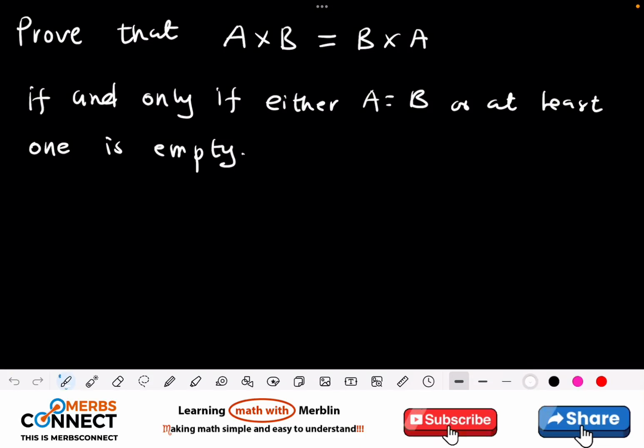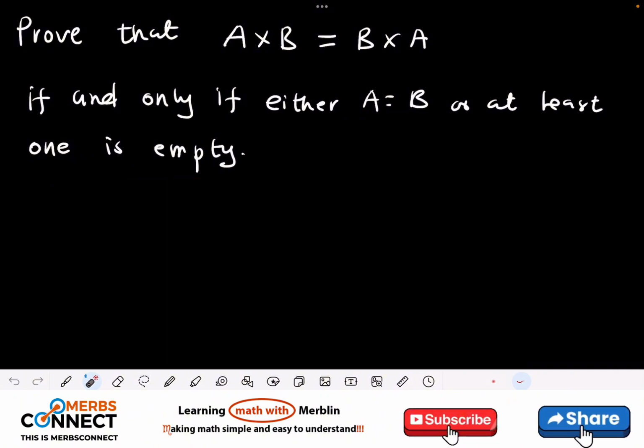And we just started the Cartesian plane, and then we looked at some of the characteristics, and then we looked at the definition of the Cartesian plane. So in this video, we are going to prove that A cross B is equal to B cross A if and only if either A is equal to B or at least one is what?